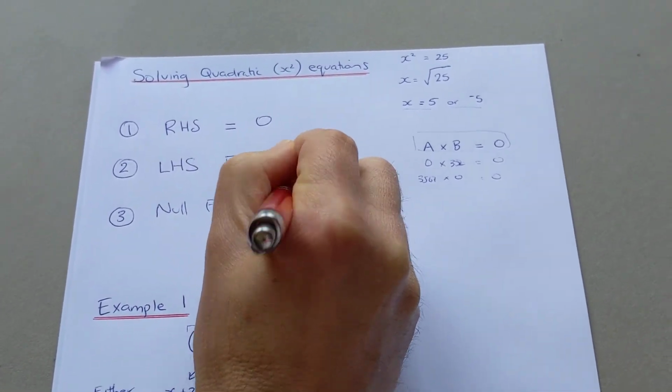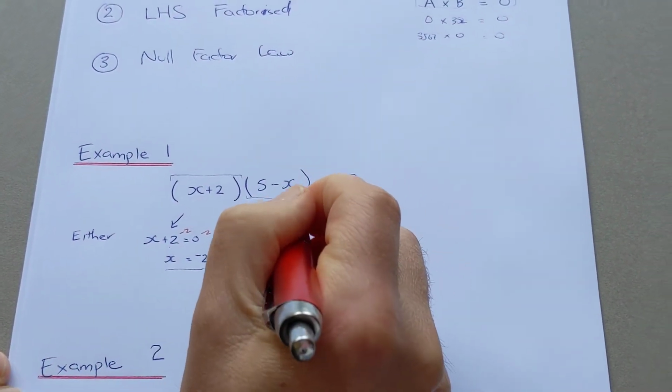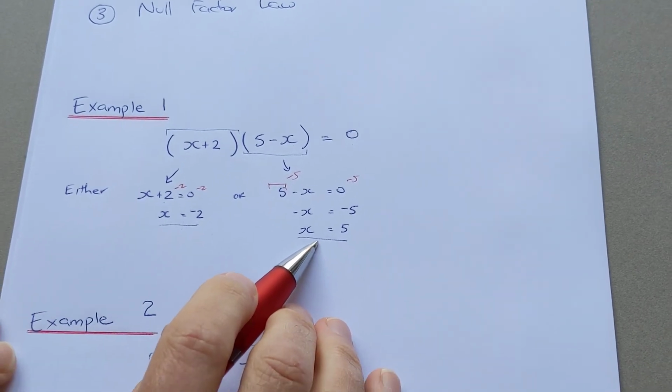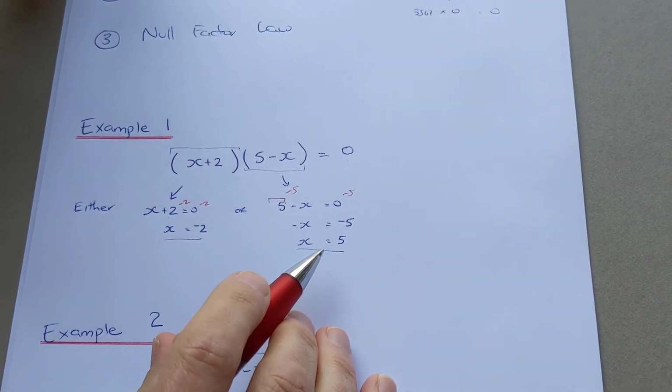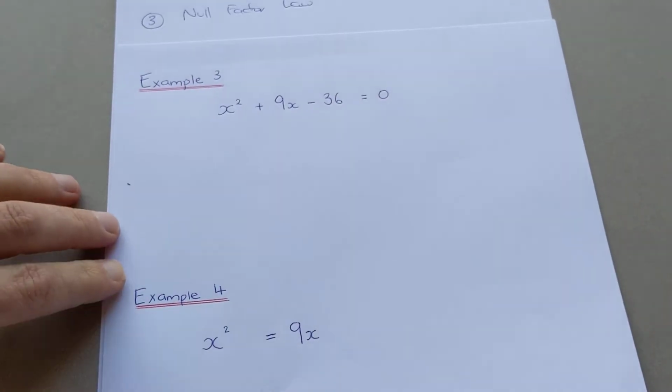We apply that, which is what we've been doing here. We've taken each of those factors separately and we've solved the resulting x value for those. Okay, so what I'm going to do now is go on to example 3 and we'll apply these rules.